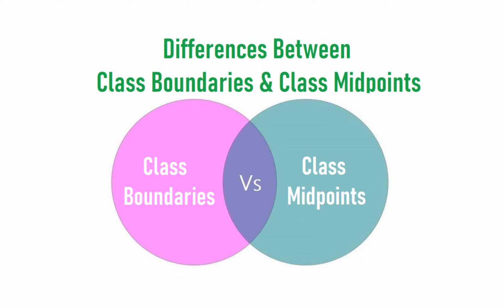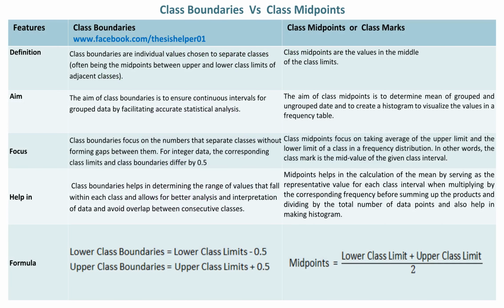Differences between class boundaries and class midpoints. Class boundaries versus class midpoints. Class boundaries are individual values chosen to separate classes, often being the midpoints between upper and lower class limits of adjacent classes. Whereas, class midpoints are the values in the middle of the class limits.